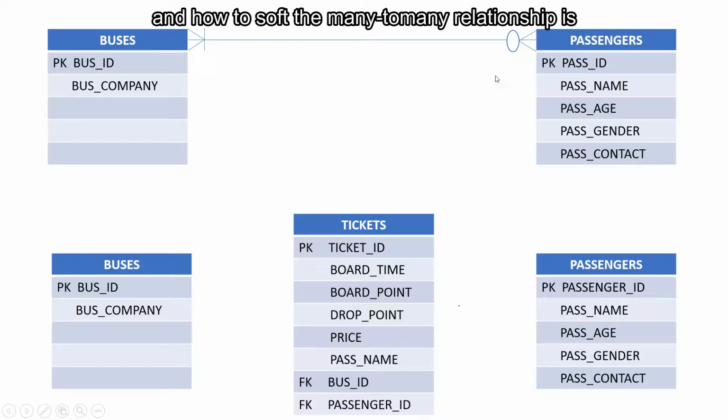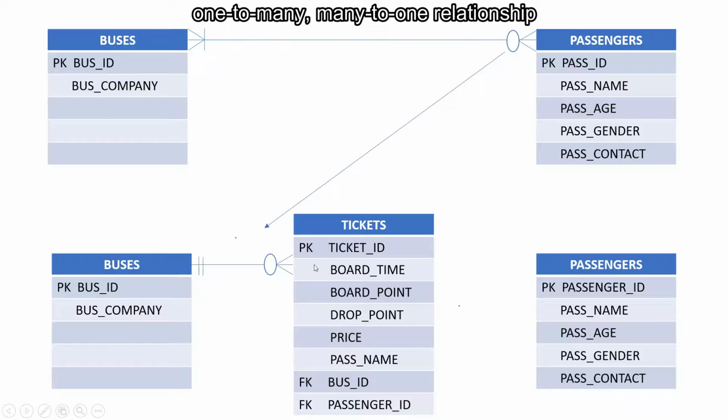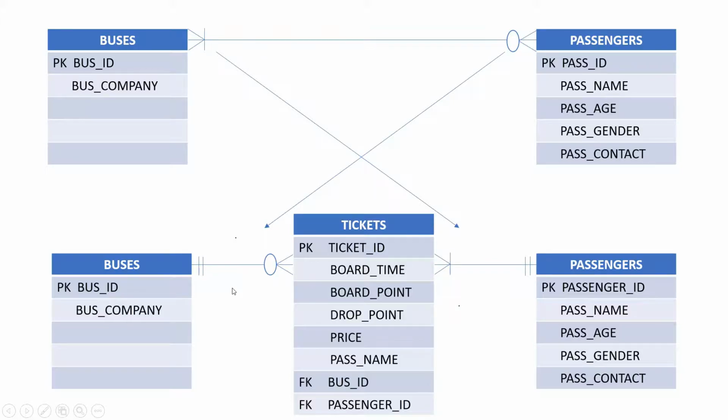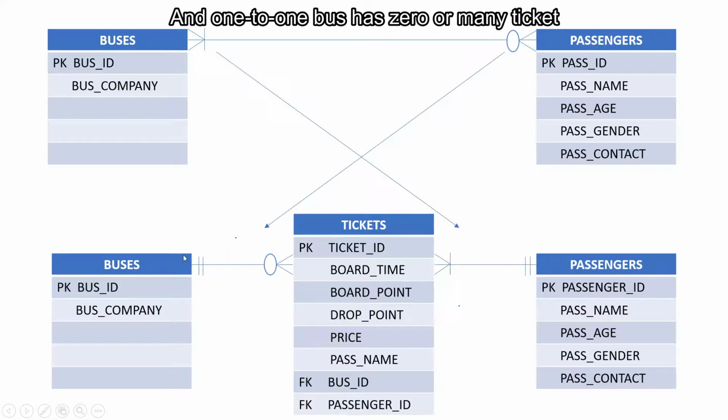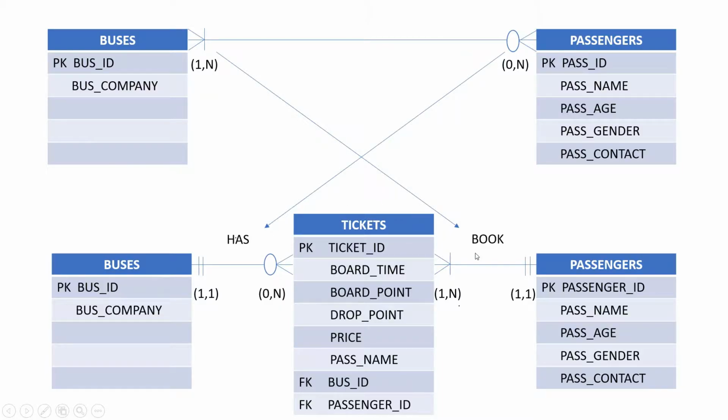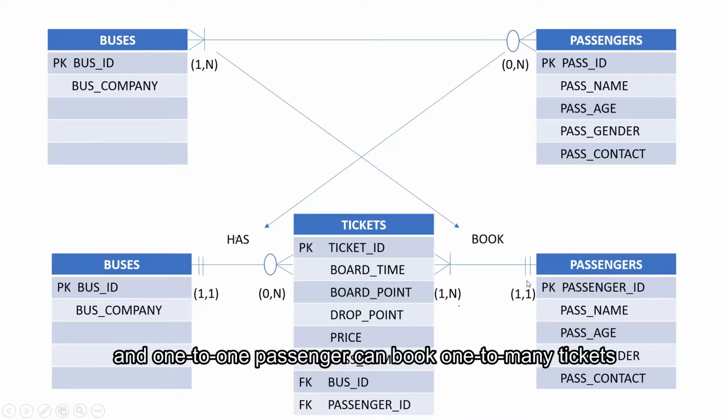And how to solve the many-to-many relationship is to split it into a one-to-many and a many-to-one relationship. One bus has zero or many tickets, and one passenger can book one-to-many tickets.